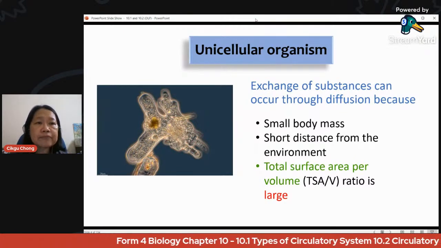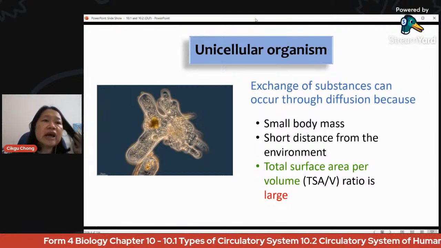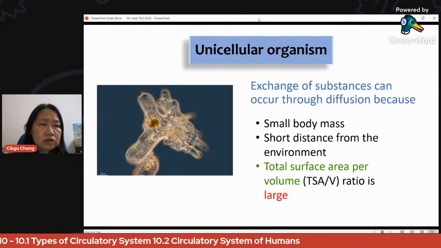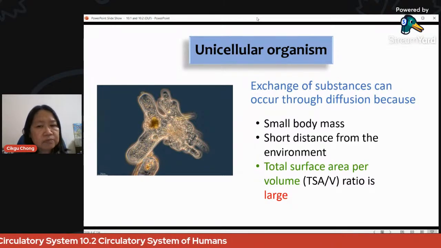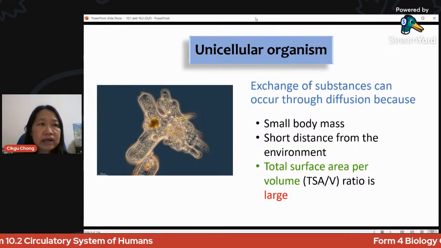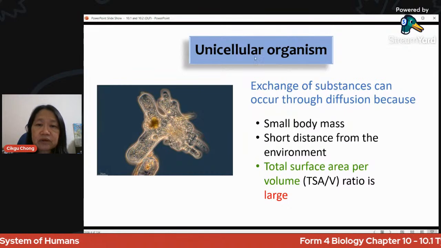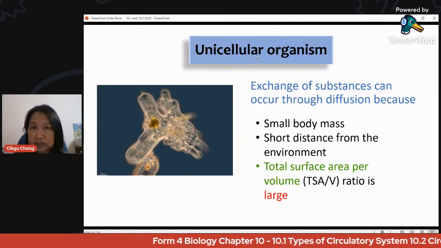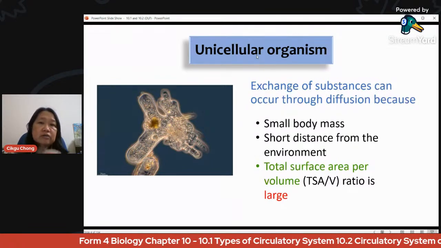So they will think that if it's a small organism, it should have small surface area, it should have a small volume. So why not the answer TSA per V is small? But why is it on the other hand large? This is a ratio. So that means we must take the total surface area of the organism, divide by the volume.